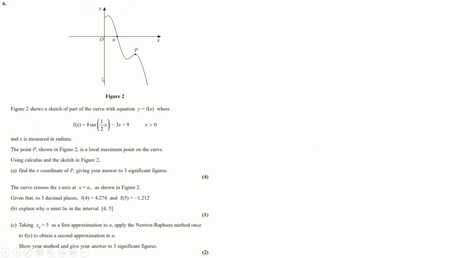Anyway, next one is this curve here, which is modeled with this. Find the x-coordinate of P. Now, P is a minimum or a maximum. It's a stationary point. So we're going to do f dashed of x here. So a half times 8 is 4, and then sine differentiates to cos, and we just leave this alone. 3x obviously differentiates to 3, and the 9 goes away, so we end up with this. Now we're going to set that to be 0 if we're looking for a stationary point.